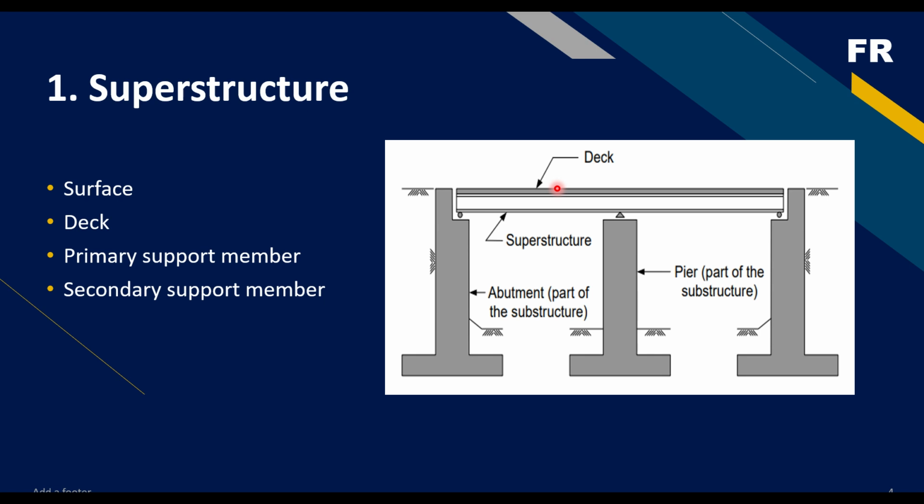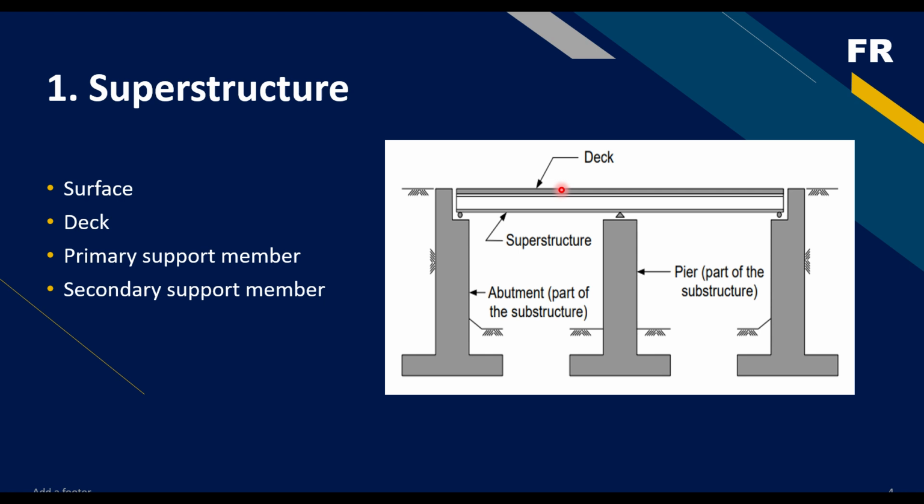So the superstructure is usually the structural component of a bridge that is above the bridge bearing. We have something we call a bearing in bridges. In the next slide, I'm going to explain what we mean by bearing. What divides the superstructure and the substructure is the bearing.